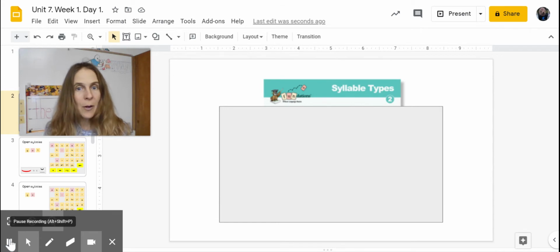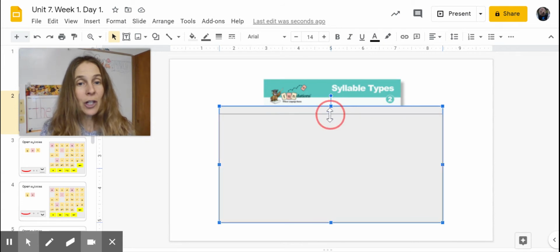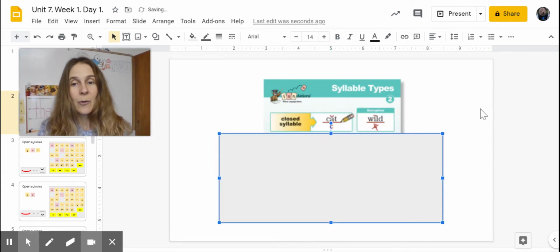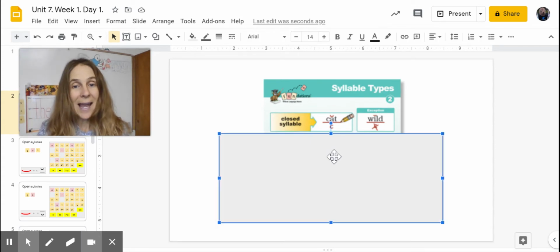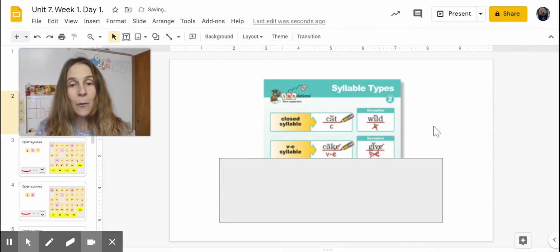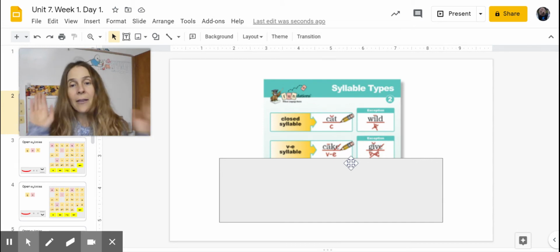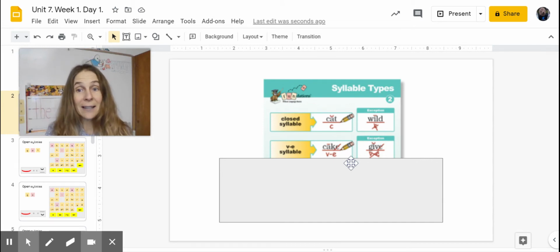So, we've learned about two different syllable types so far. You've learned about closed syllables, where you have a vowel followed by a consonant, and the vowel makes the short sound, like ah in cat. Got that one dialed. Then you've learned about vowel consonant E syllables, where you have a vowel, a consonant, and then a super E or a magic E at the end of the word. The E is silent and the vowel sound is long, like in cake.